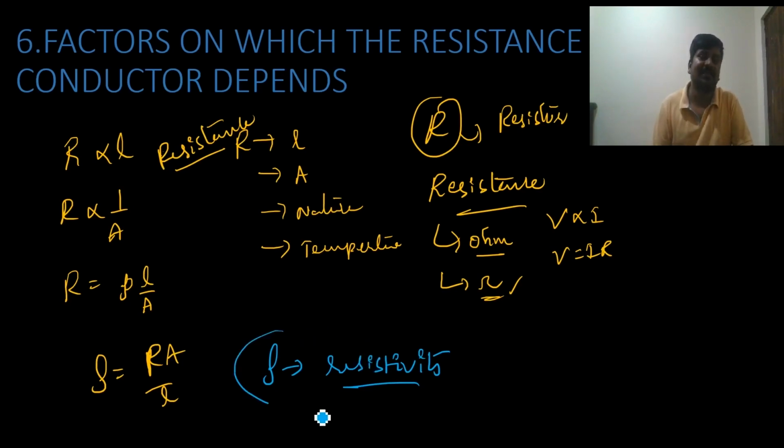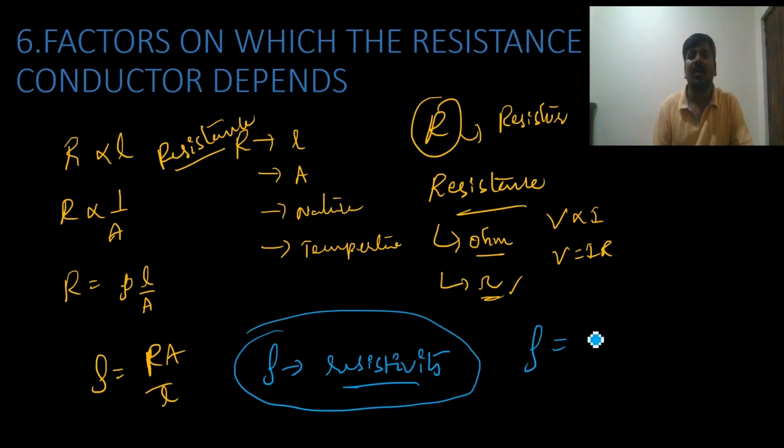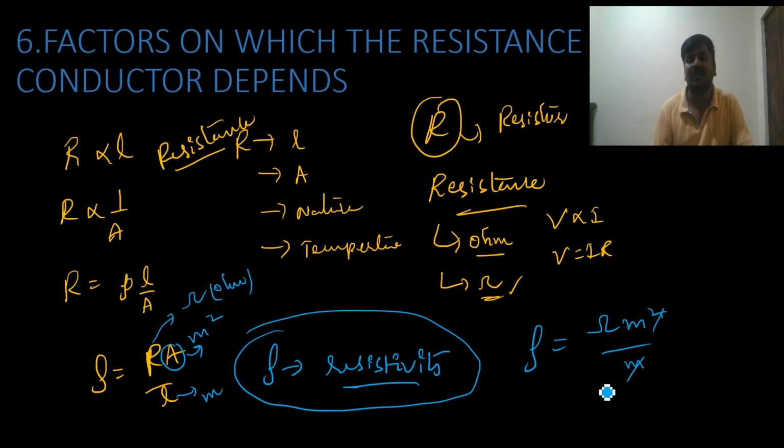So that is nothing but resistivity. Rho equal to ohm meter square. The SI unit of area is meter square, the SI unit of length is meter, and the SI unit of resistance is ohm. If you draw like this, the meter squares cancel, so rho equals ohm meter, or simply you can write ohm meter.